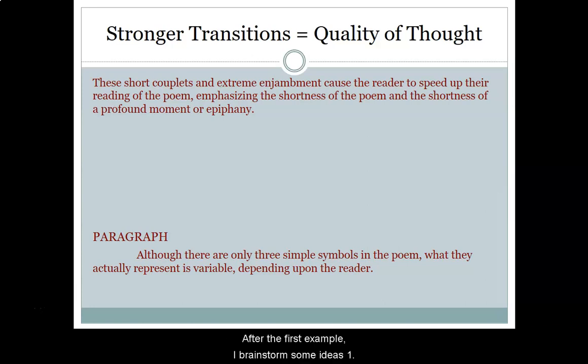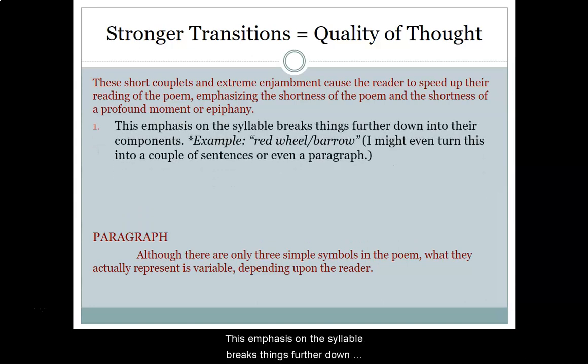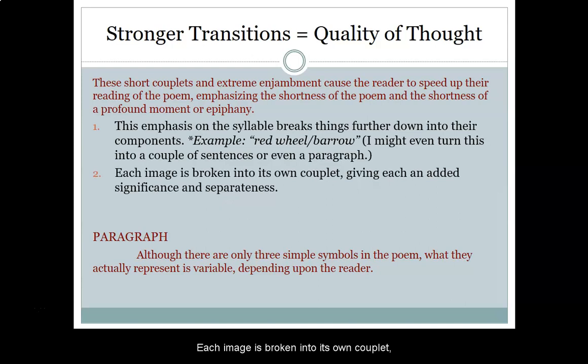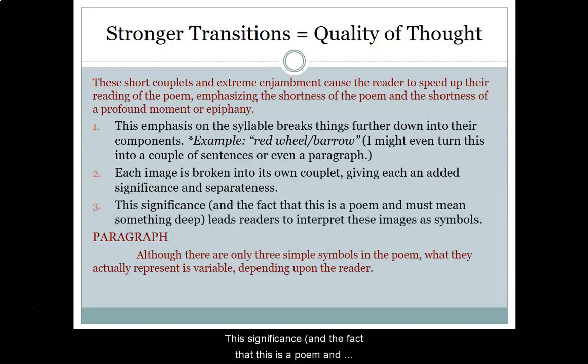After the first example, I brainstormed some ideas. 1. This emphasis on the syllable breaks things further down into their components. For example, the wheelbarrow, the 2 parts of the wheelbarrow. I might even turn this into a couple of sentences or even a paragraph. 2. Each image is broken into its own couplet, giving each an added significance and further separateness. 3. This significance, and the fact that this is a poem and must mean something deep, leads readers to interpret these images as symbols. Then I have a new paragraph.